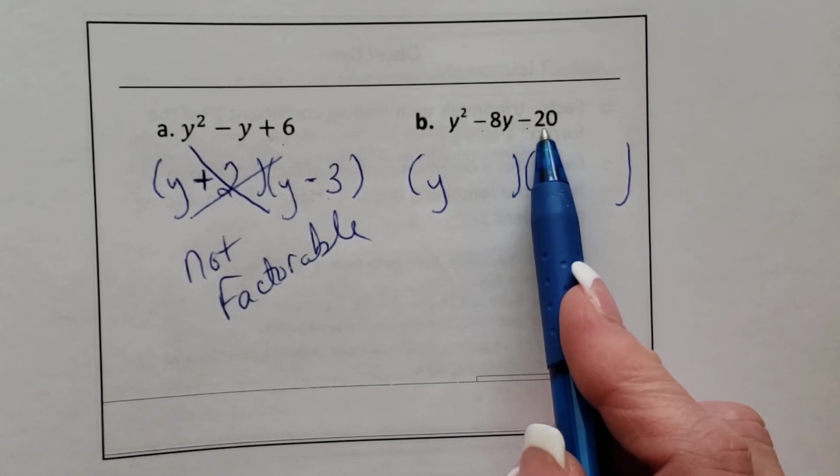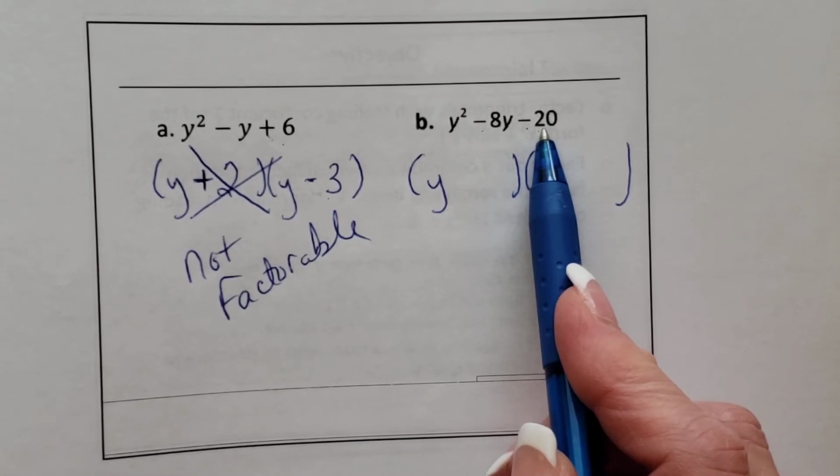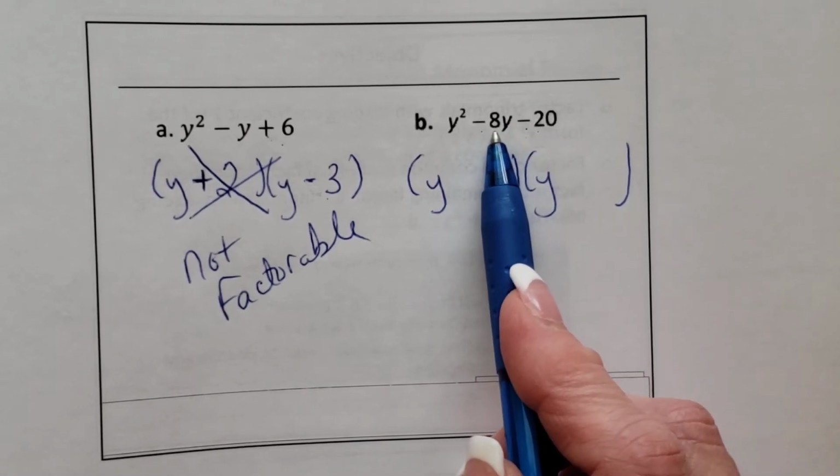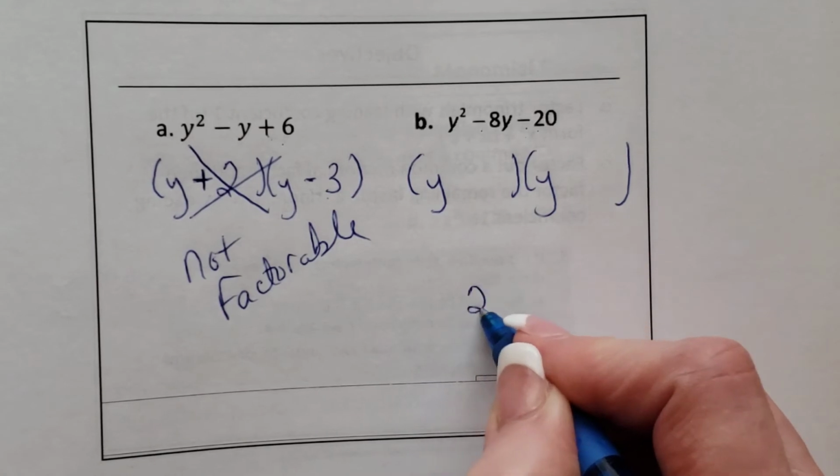Well, the factors of 20 are 1 and 20. Can't get 8 from that. 2 and 10. Can you get -8 from that? The other two factors are 4 and 5. 4 and 5 can't combine in any way to give us -8. So it's got to be 2 and 10.